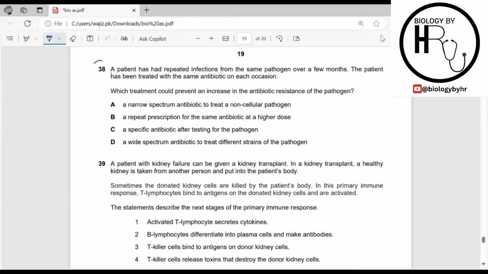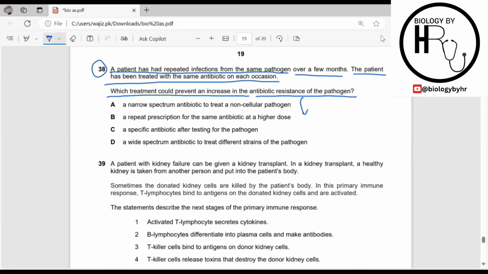Question number 38 is saying that a patient has had repeated infections from the same pathogen over a few months. The patient has been treated with the same antibiotic on each occasion. Which treatment could prevent an increase in the antibiotic resistance of the pathogen? If we talk about antibiotic resistance, we know that it is a condition in which a particular antibiotic becomes ineffective against a specific pathogen or a species of pathogen.